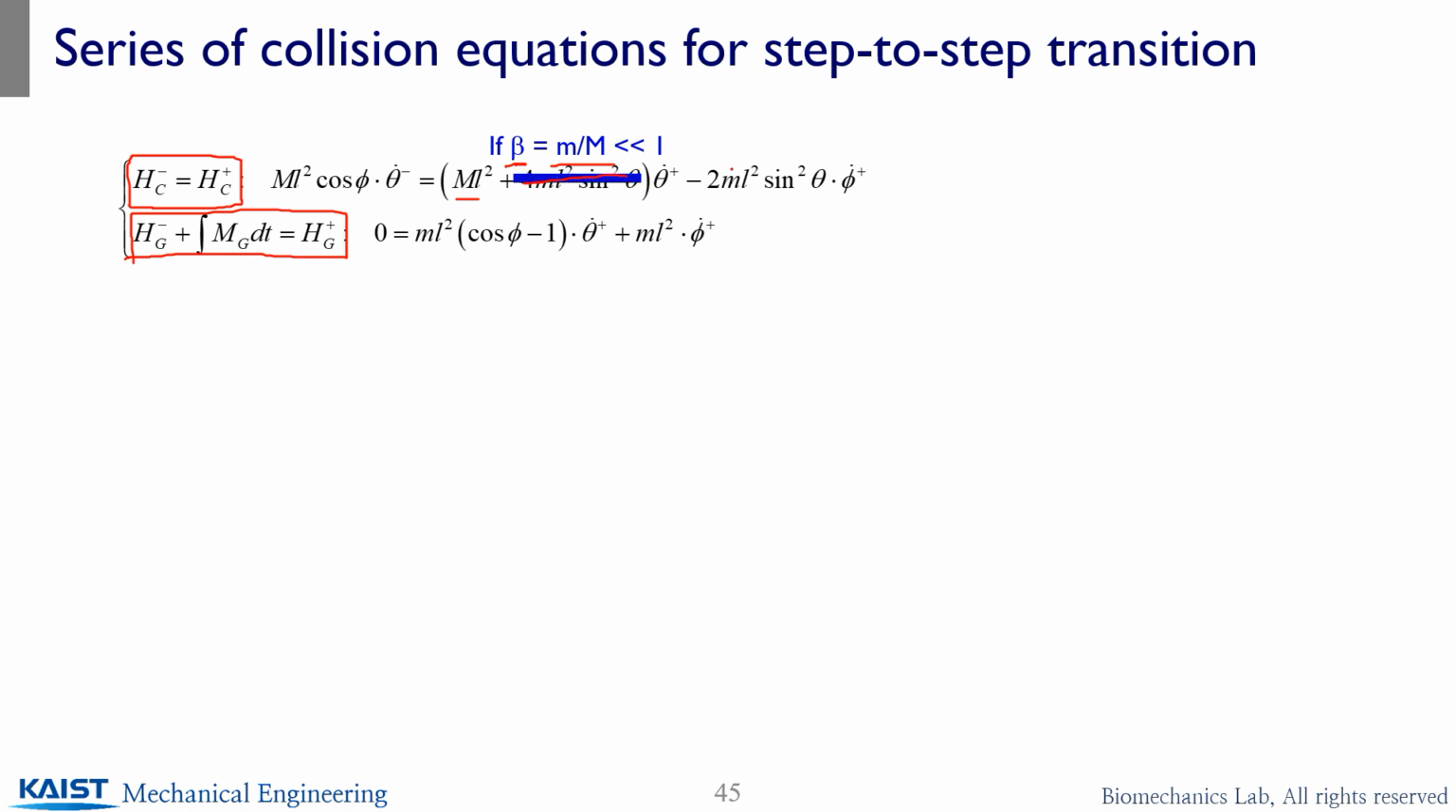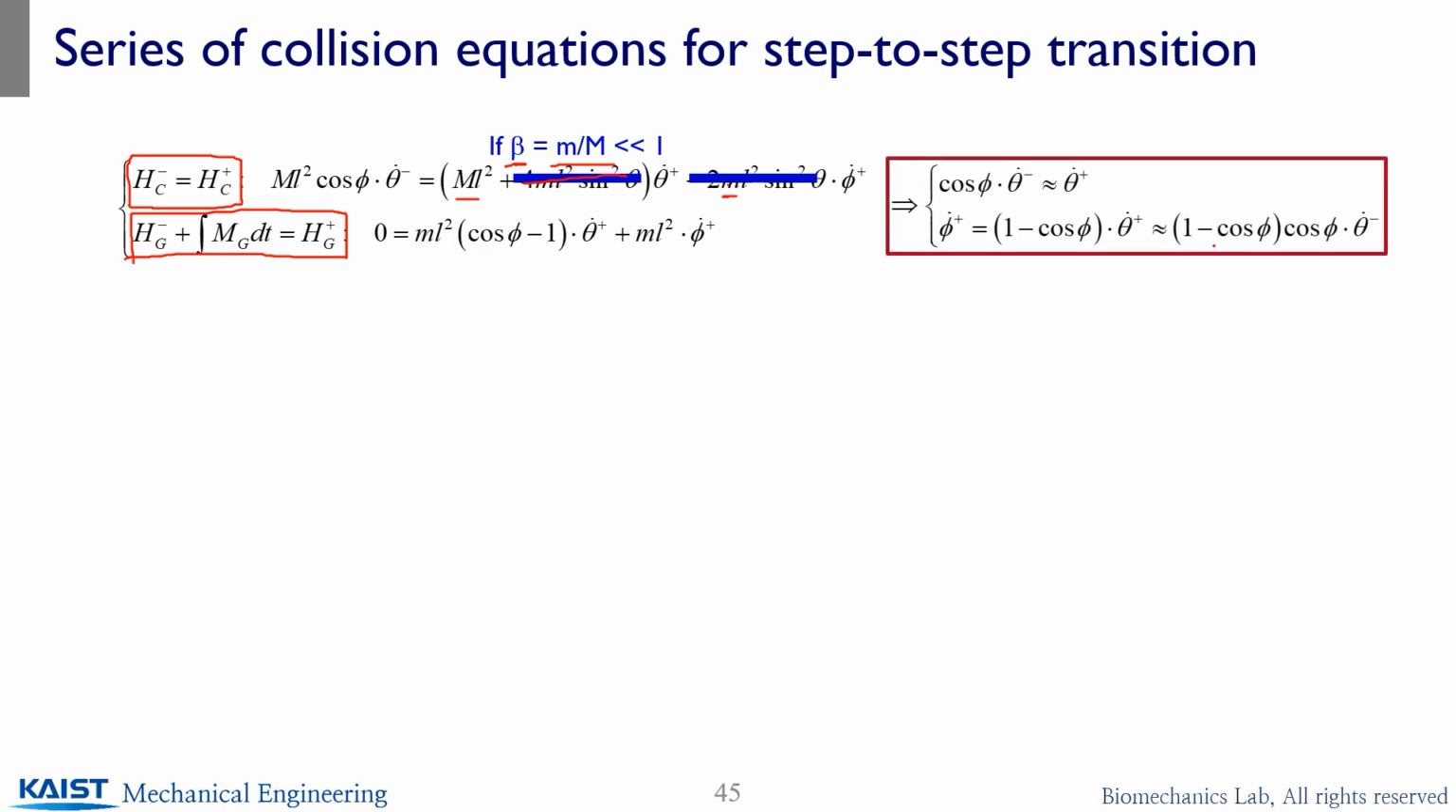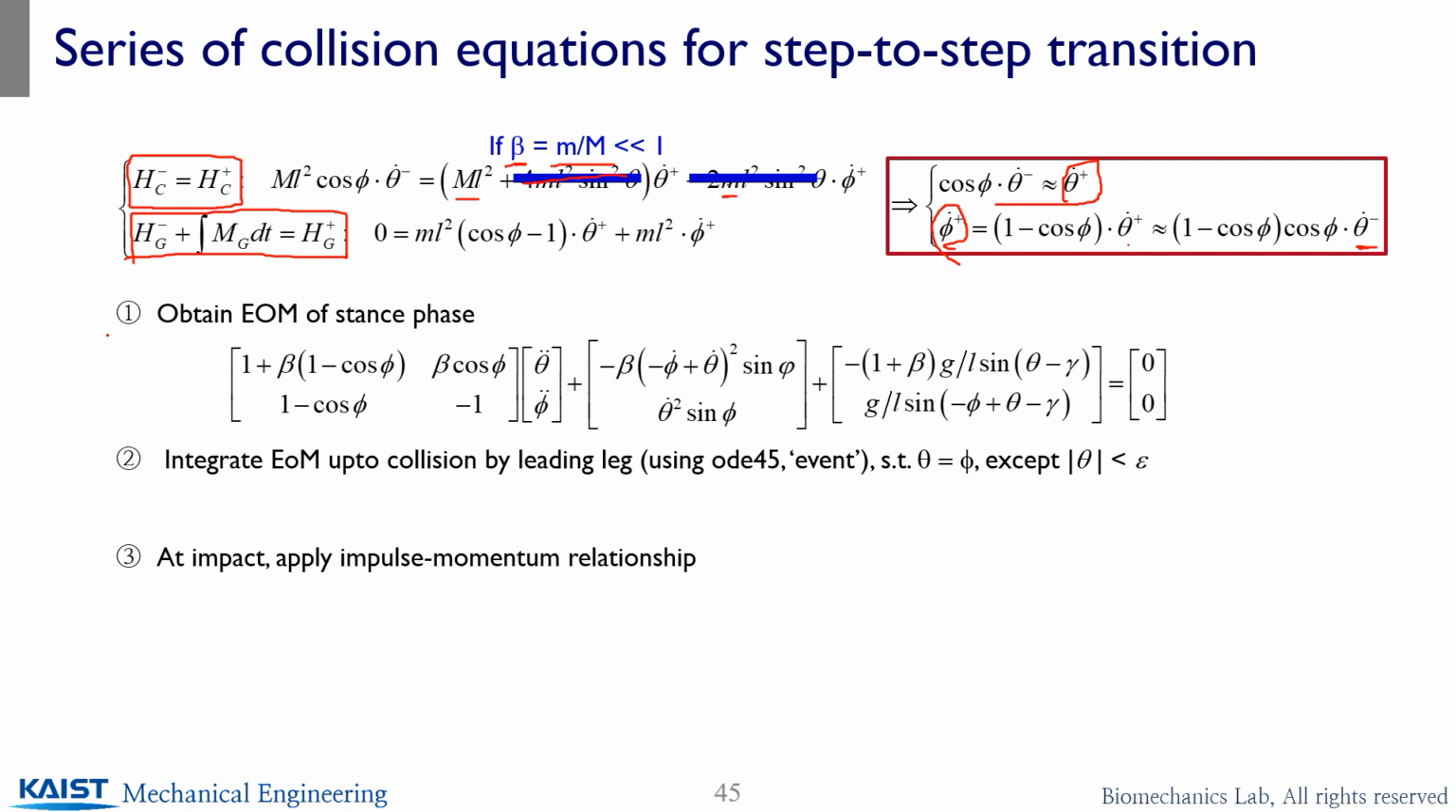How about the other term here? As I said, just having a small m, you cannot simply make it zero, but by rearranging those equations, this turns out to be zero. So your simplified step-to-step transition, the after-collision relationship, is theta dot plus in terms of theta dot minus, and phi dot plus is a function of theta dot plus, which is in turn a function of theta dot minus. Okay, so you're set.